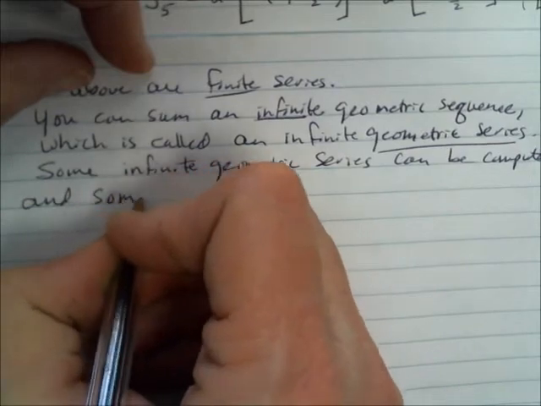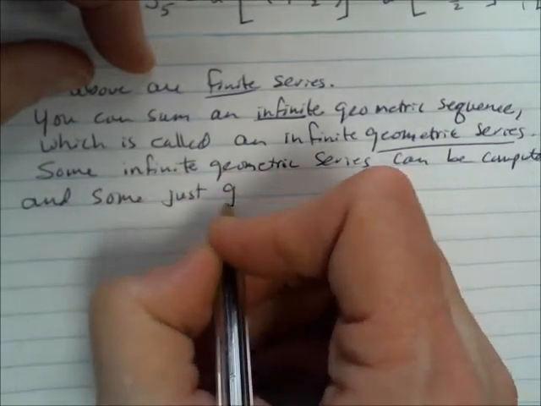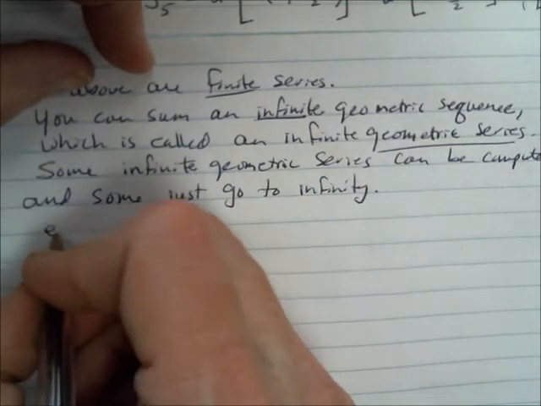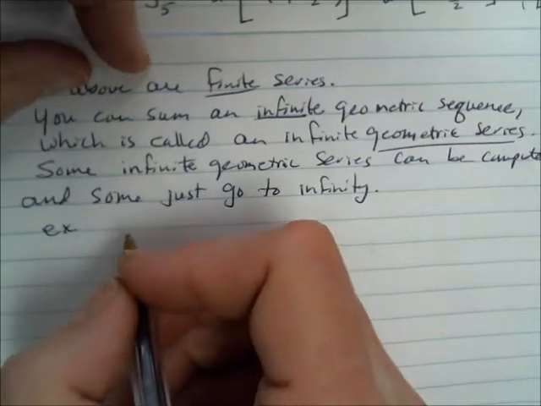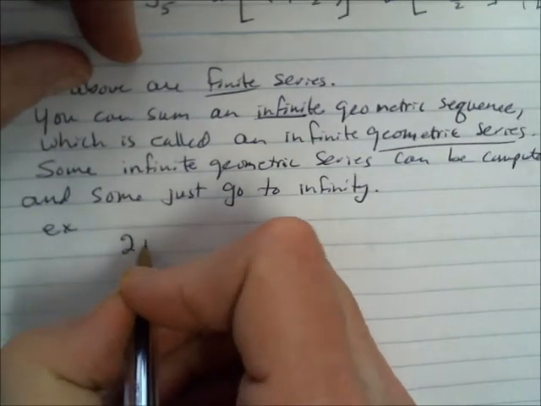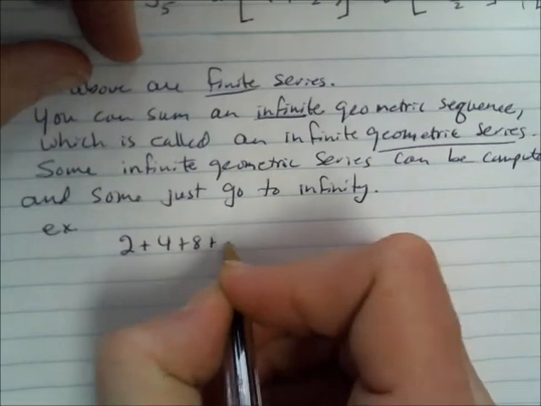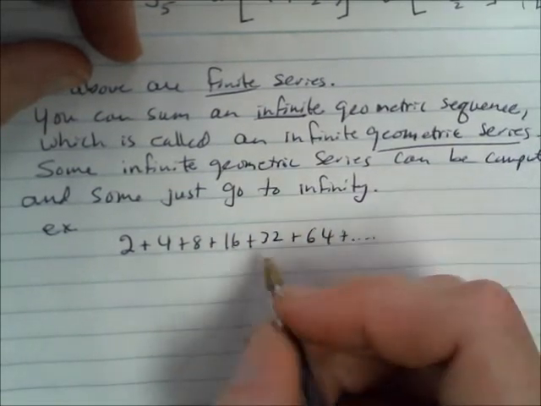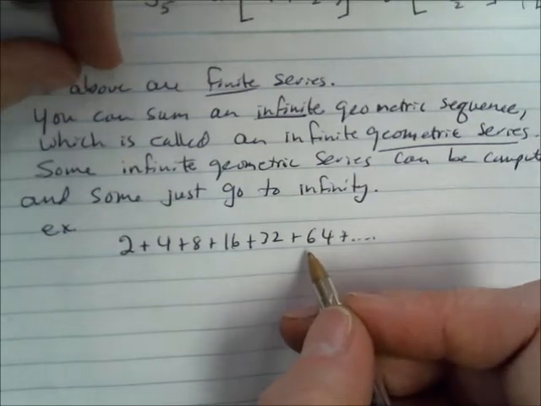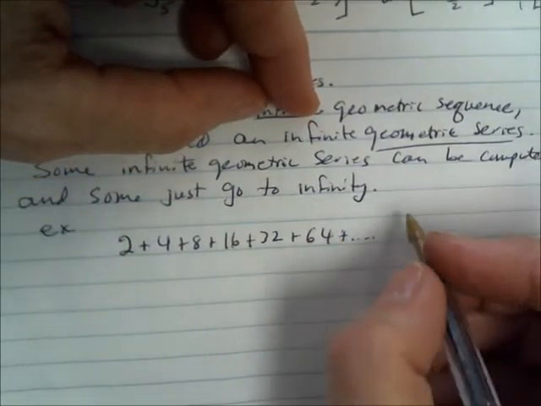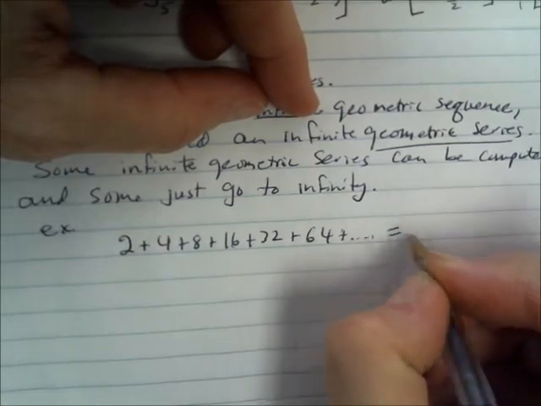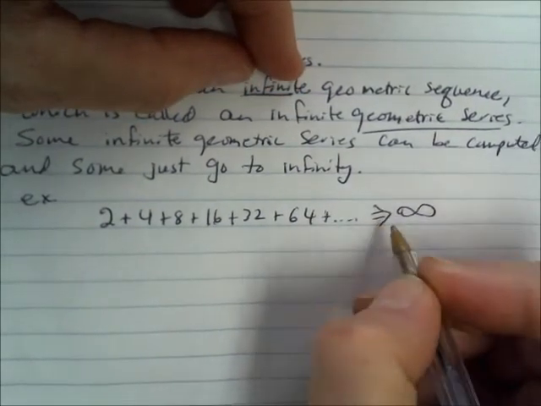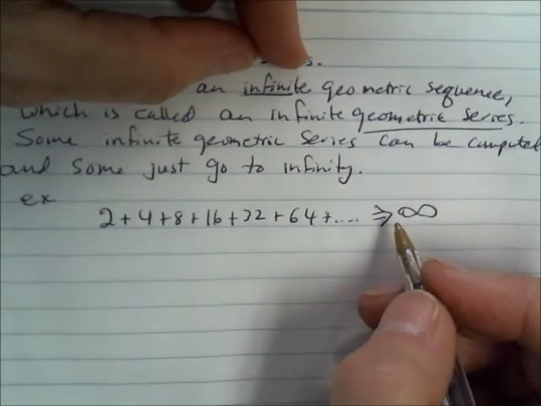And some just go to infinity. For example, if you have this infinite geometric series, 2 plus 4 plus 8 plus 16 plus 32 plus 64 plus, you can see that all of these numbers get bigger and bigger and bigger. And if you add them all up, you'll never reach a final number. It actually goes to infinity because the numbers just keep getting bigger and bigger.